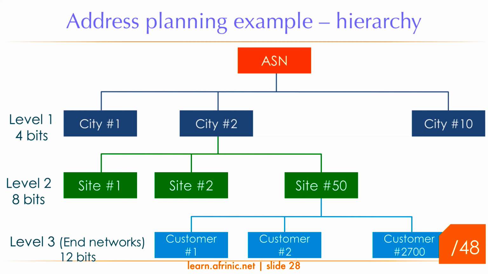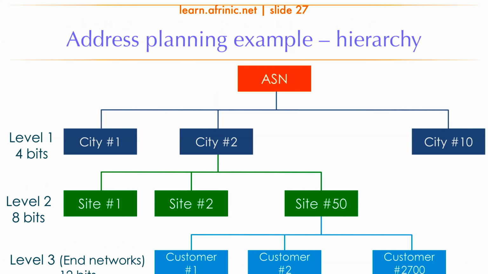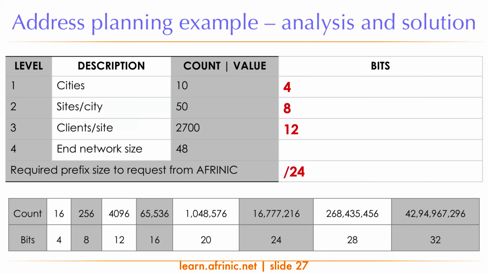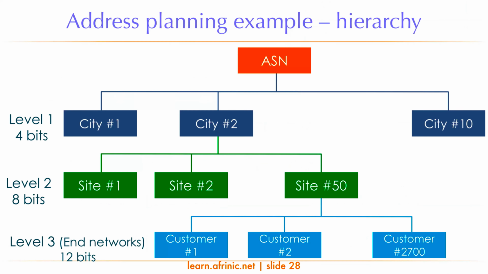I can just go back so that you can see. I think this will be better. We said the clients per site: the largest site has 2,700 clients, and we need 12 bits to satisfy that. So if you go back to our hierarchy, it means that you need a /36, right? A /36 enables you to get up to 2,700 /48 and even more.